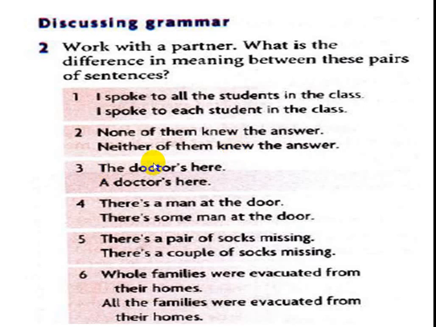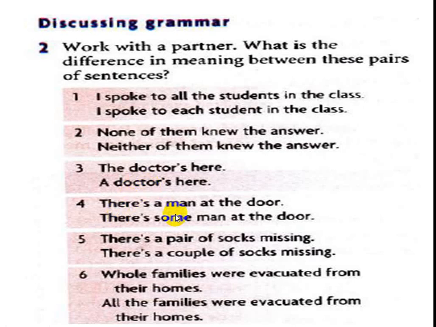Number three: the doctor's here and a doctor's here. The doctor's here means we know which doctor, because we used the article "the". And a doctor's here means we do not know which doctor. So the first one we know the doctor, and the second one we do not know which doctor.